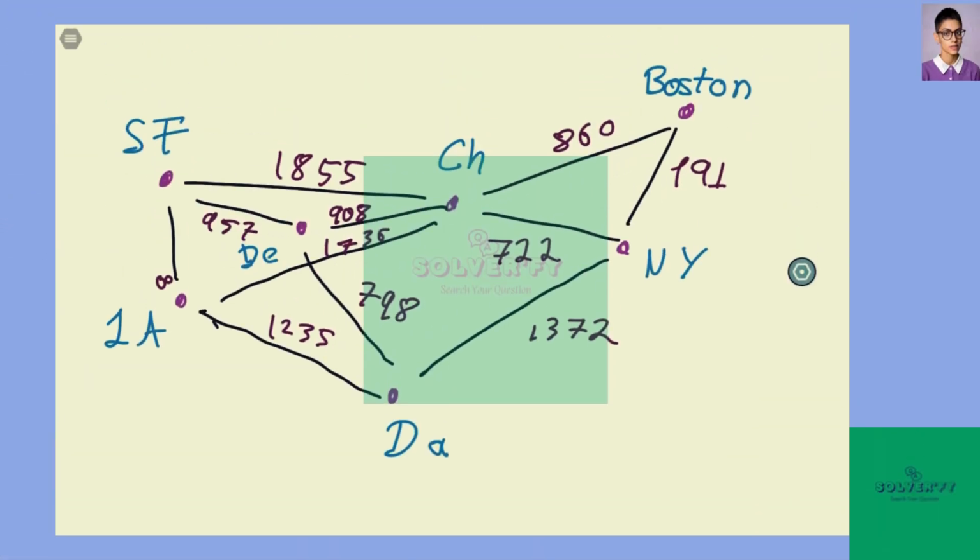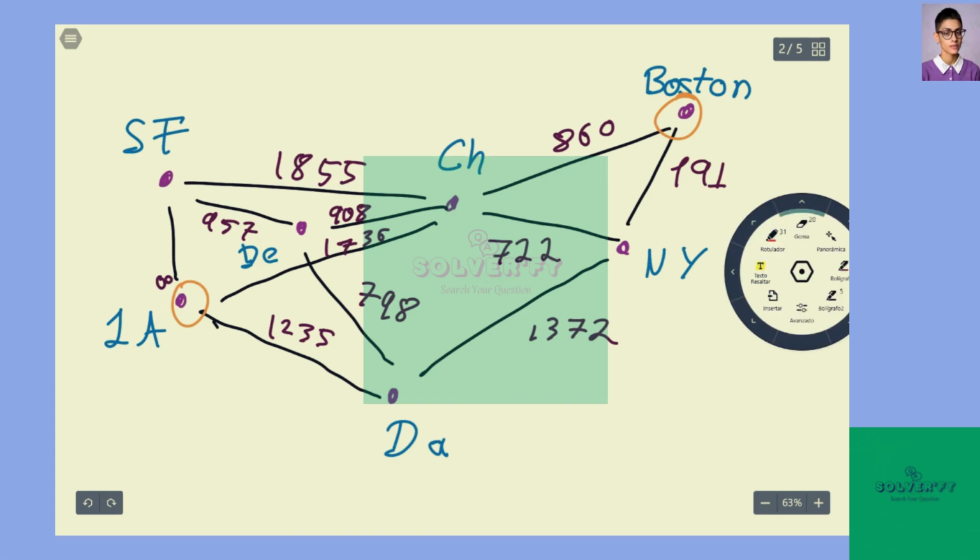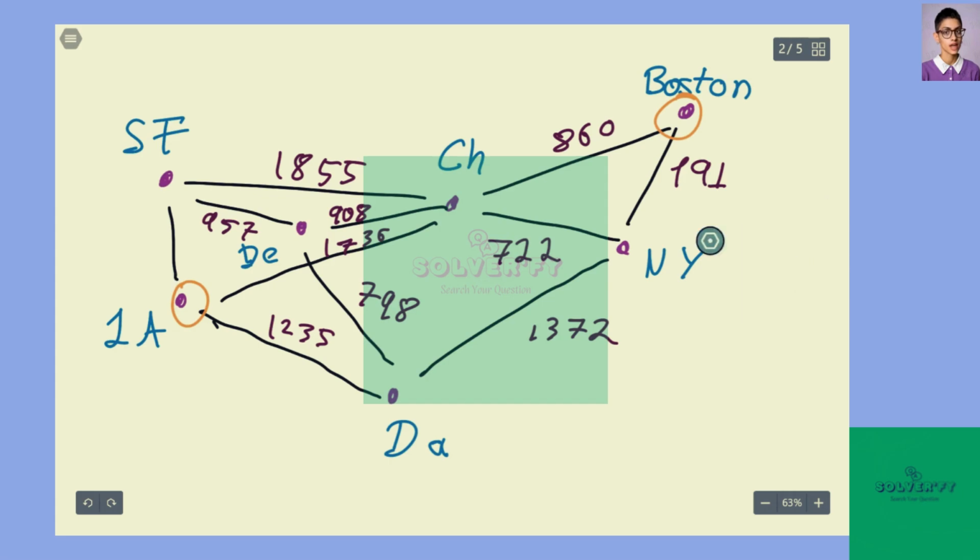So in this exercise, we should find the shortest path between cities. We have this graph that represents the locations of some cities, and the edges represent the distance between each city. We need to find the shortest path between Boston and LA. The way to proceed in this case is to use the well-known Dijkstra algorithm.